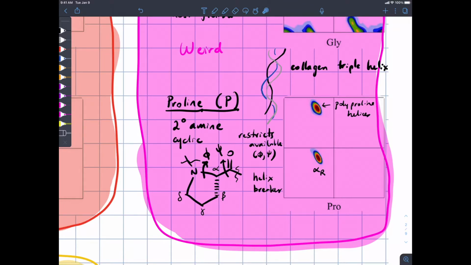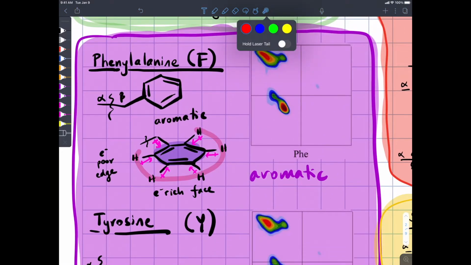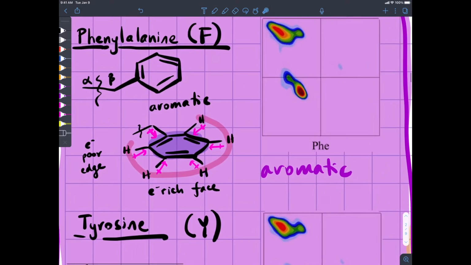Okay, so let's talk about the aromatic ones. Phenylalanine is like you attach a benzene ring to alanine. That's why they call it phenylalanine. Its one-letter code is F. That's easy to remember because phenylalanine. The side chain is aromatic. And one thing you need to know about aromatic side chains, if you didn't know this from 351, it's good to know it now.